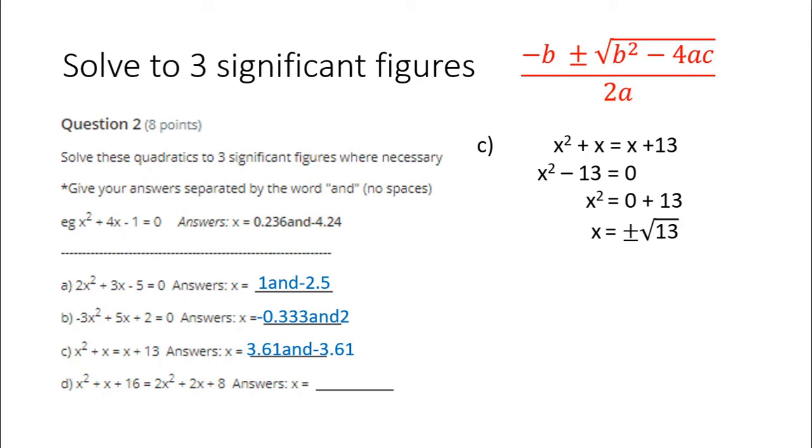Of course, those were rounded to three significant figures, because 13 is not a square number, so square rooting it gives us an irrational number. Right, question D.